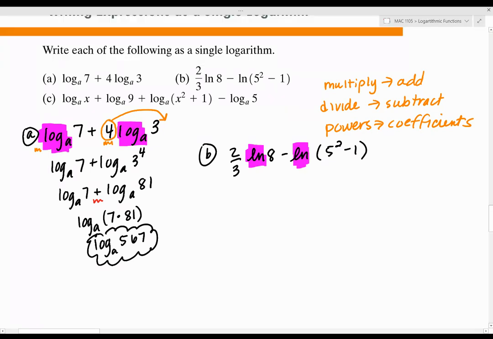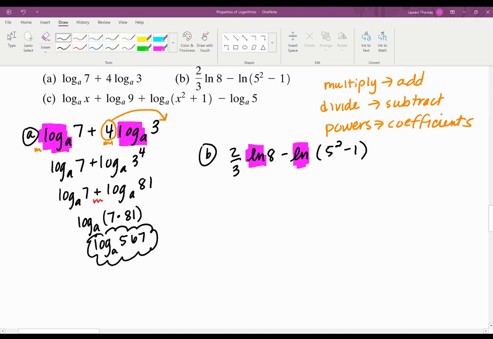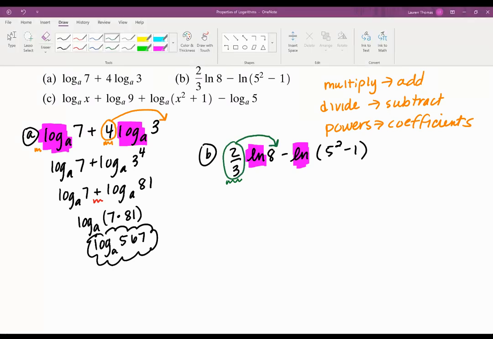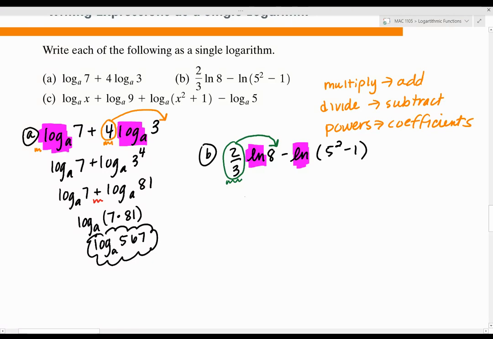All right, the next thing I'm going to check is to see, do I have any coefficients? Okay. Well, I have 2/3 on this one. I have no coefficient on the second one. So this 2/3 is going to become an exponent. Okay. It's going to give me natural log of 8 to the 2/3 power minus the natural log of 5 squared minus 1. All right, 5 squared is 25. 25 minus 1 is 24.